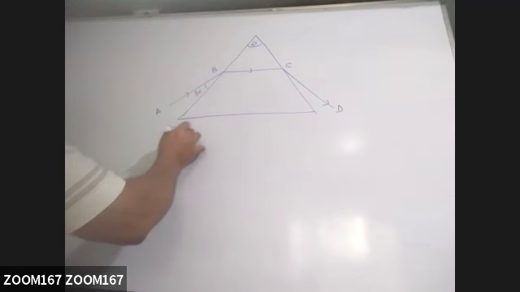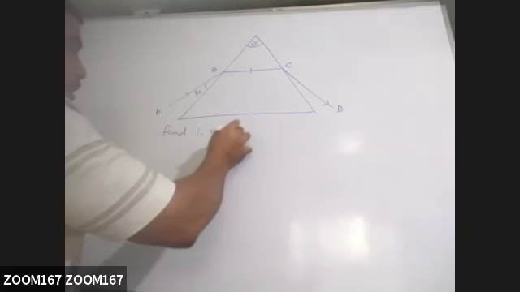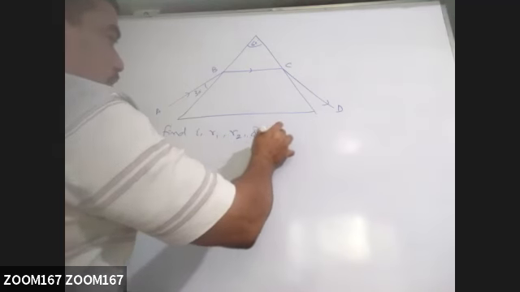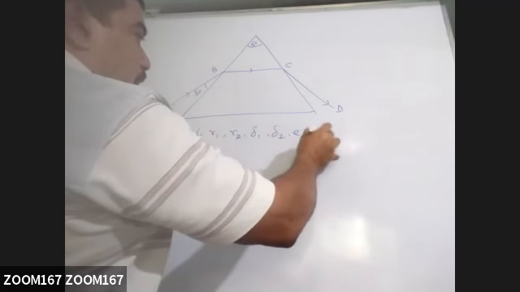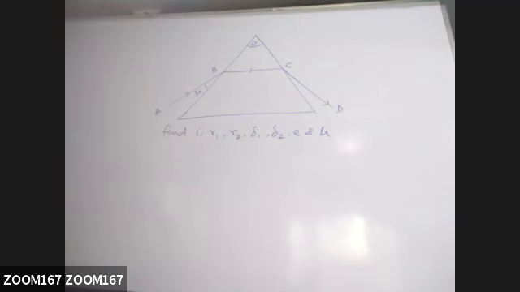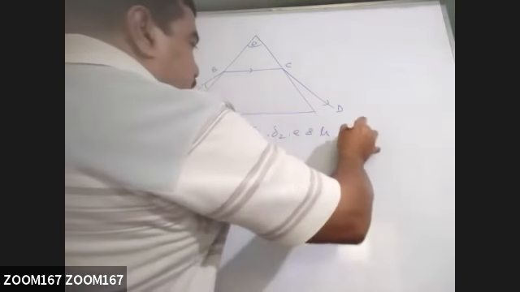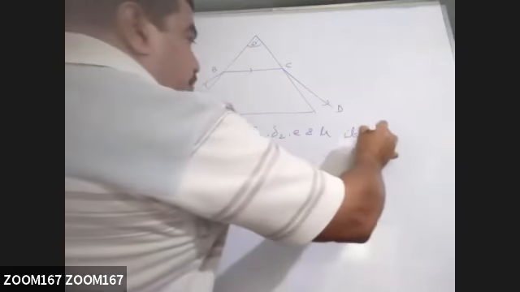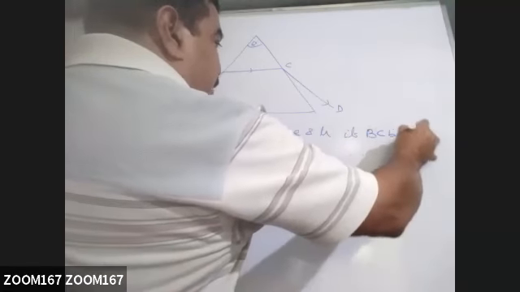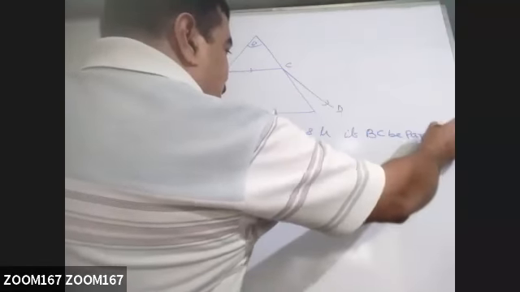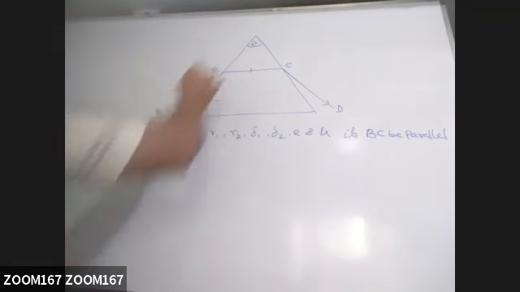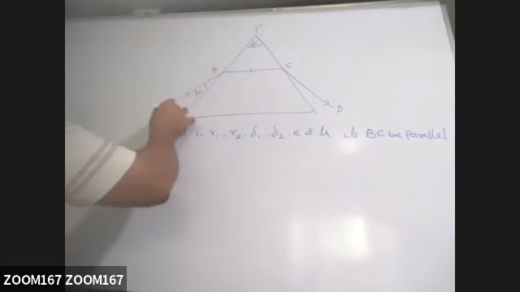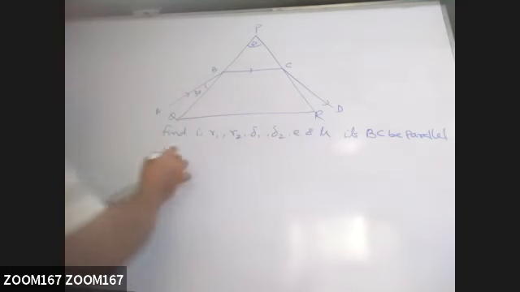So that is same, but find I, R1, R2, delta 1, delta 2, E and mu, that is refractive index of material of prism with respect to surrounding. If BC be parallel to QR. Okay, suppose this is given.